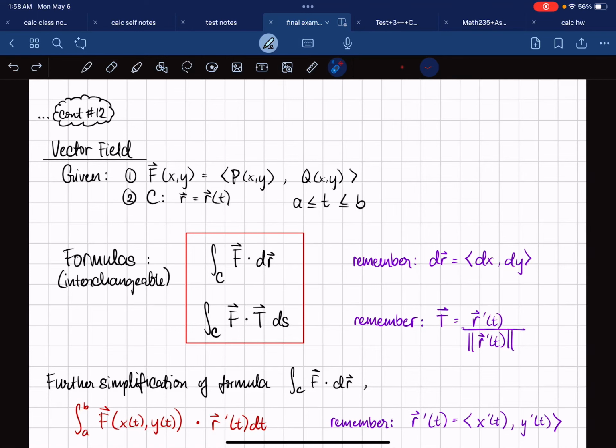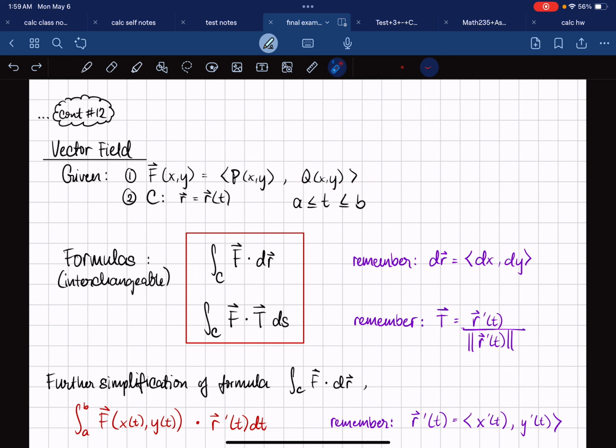Okay, my friends, this is a continuation of topic 12, the line integral of vector fields that we're getting directly. We're going to be given this information right here. First we're given the vector field, which is going to be in this form right here, and then we're given a curve, which is r equal to r of t, and then r bounds, right?